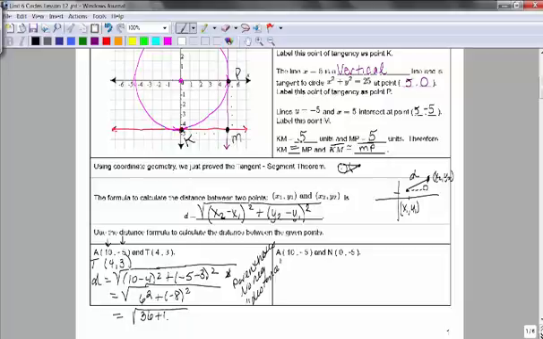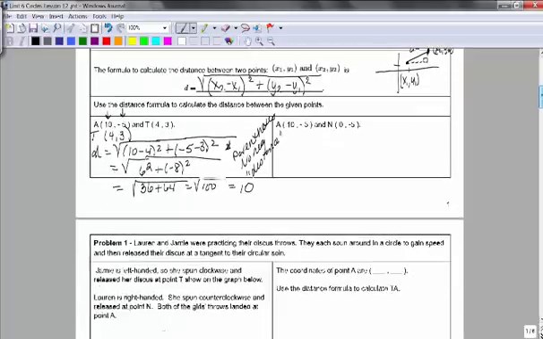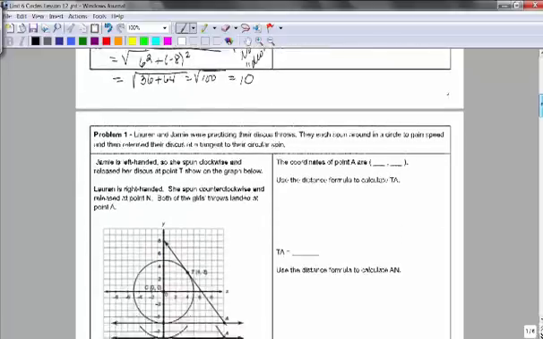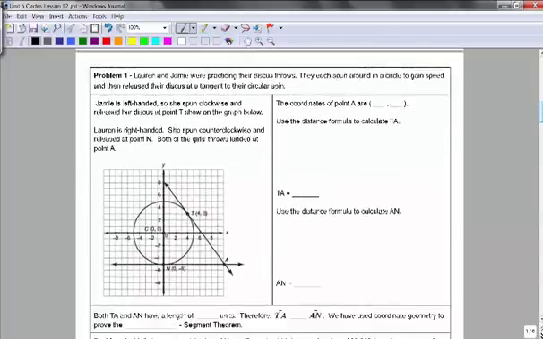36 and 64, which is 100, which is 10. All right, you can try that next one. All right, now moving on to problem 1.